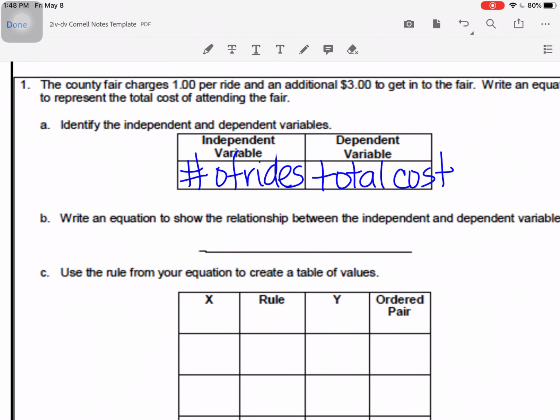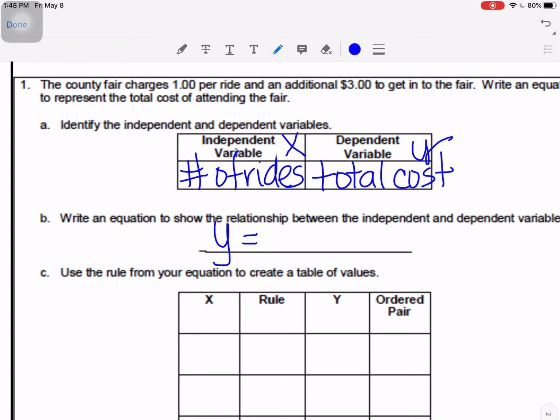All right, so $1 per ride plus the $3 is going to give us our total cost. So with that being said, our equation is going to be y, which represents our dependent variable, x is our independent variable. So y equals x plus $3. Okay, y is our total cost, x is the number of rides that we're going to ride. And that's going to determine how much we pay, right?